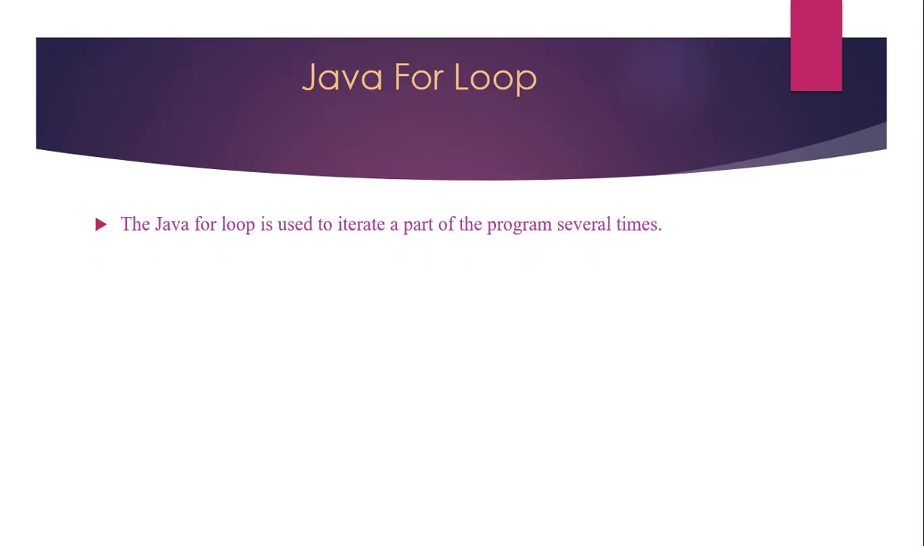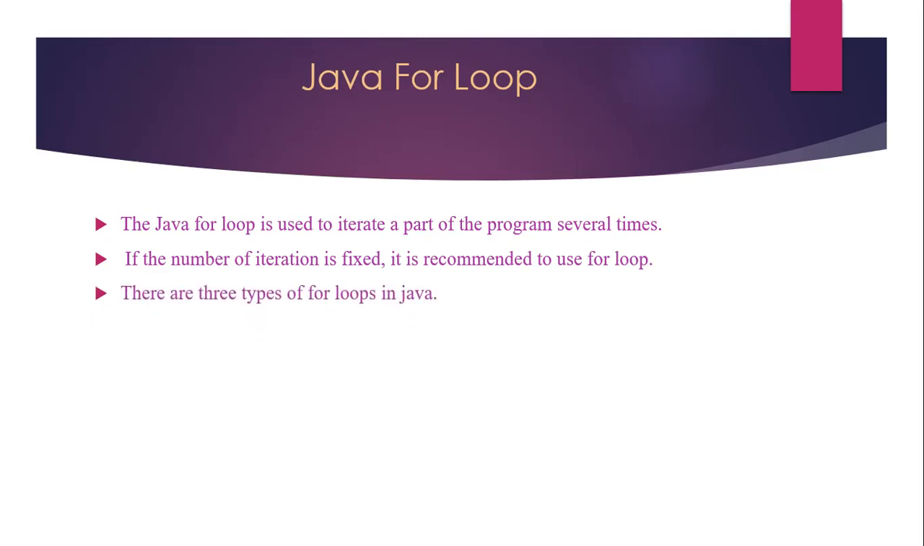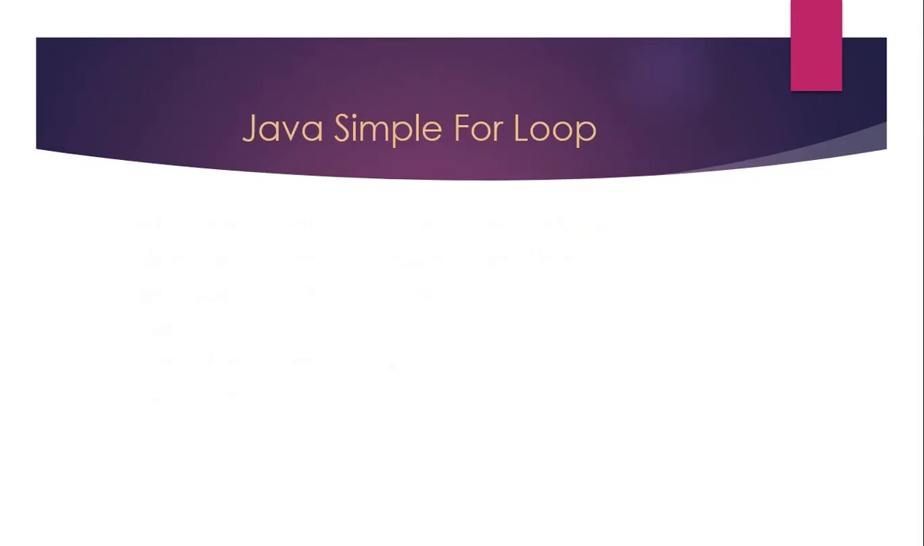The Java for loop is used to iterate a part of the program several times. If the number of iterations is fixed, it is recommended to use a for loop. There are three types of for loops in Java. First one is the simple for loop, second one is the for each or enhanced for loop, and third one is the labeled for loop. Let's discuss the Java simple for loop.